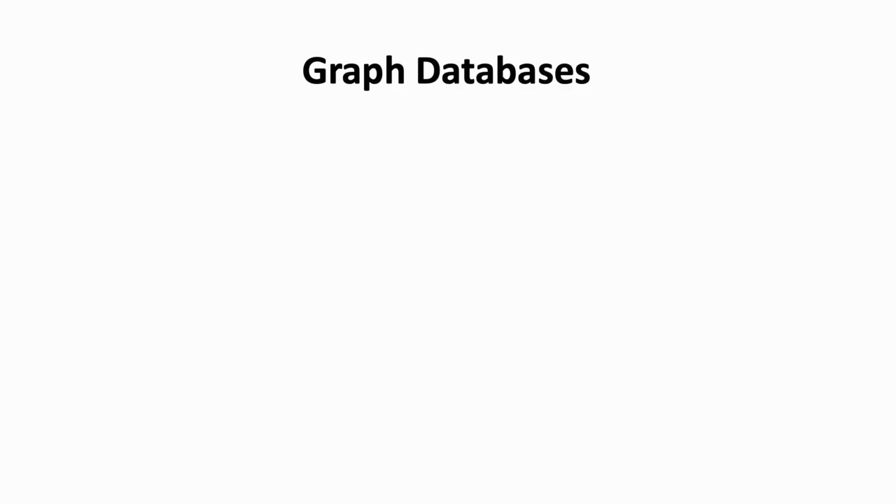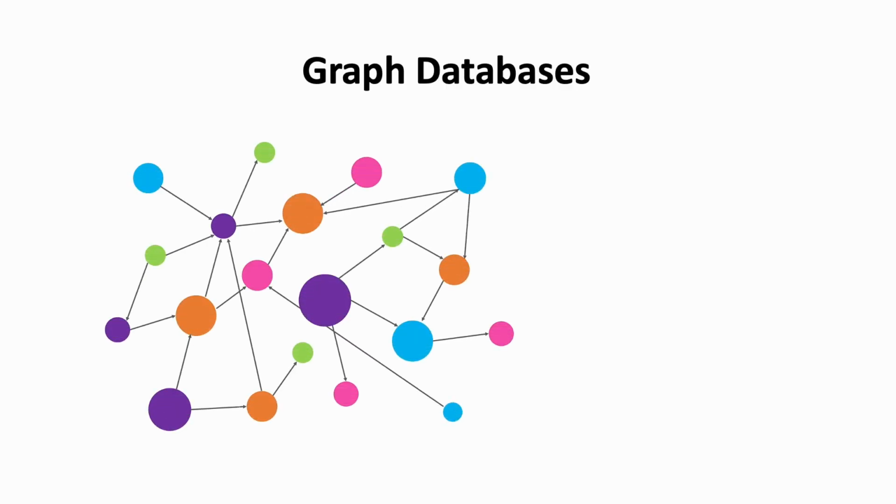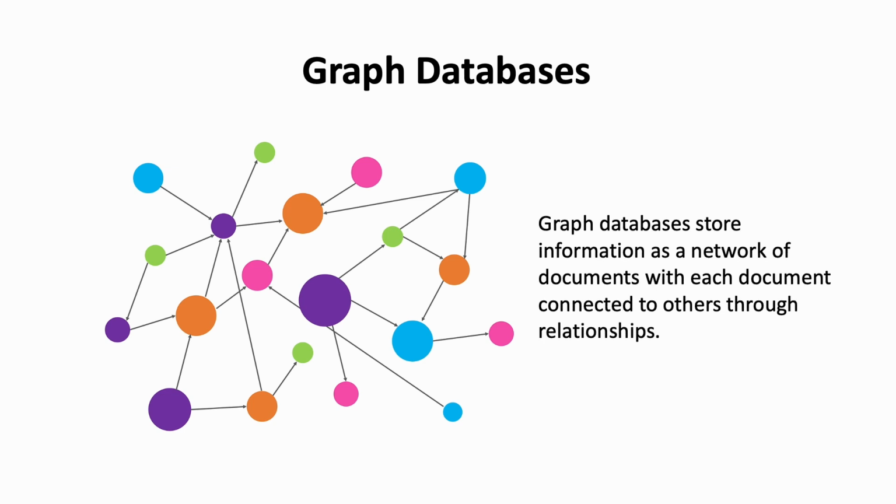An alternative to vector databases that's also used are graph databases. Graph databases store information as a network of documents, with each document connected to others through relationships. These are especially useful when the query requires some global understanding of a concept. For example, if the query is "what courses did Harry Potter take in his 5th year and who taught them?"